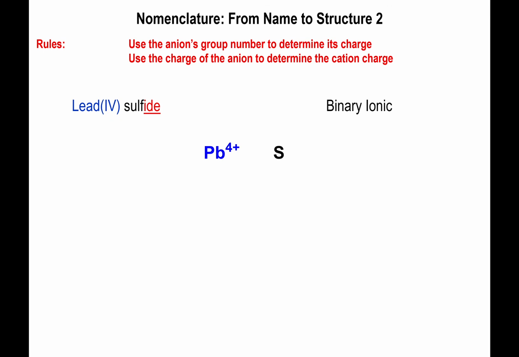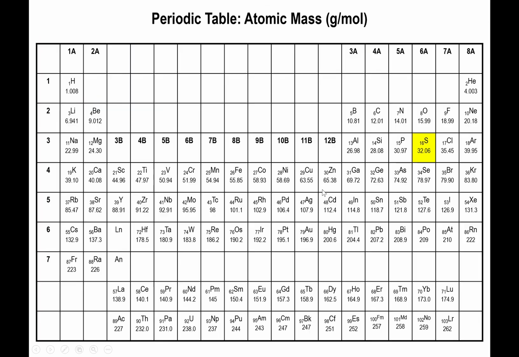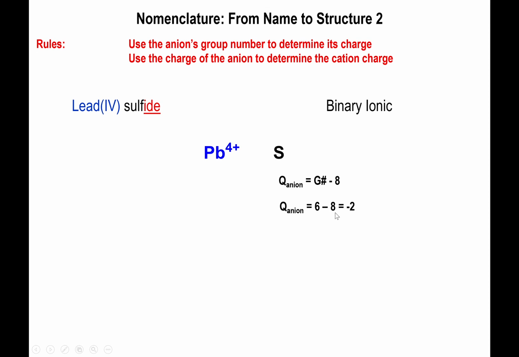Now also I could have called this thing plumbic sulfide and it would have been the same thing. The difference is that in that case you would have had to recall the charge of lead as being 2 plus or 4 plus. Alright, now to figure out the charge of sulfur, you use a formula very similar to the one we use for determining the hydrogen content in oxyacids. You're going to subtract 8 from the group number of the anion. And this number will always end up being negative. In the case of sulfur, the group number is 6. We can see that here. So 6 minus 8 tells you that the charge of sulfur is minus 2.